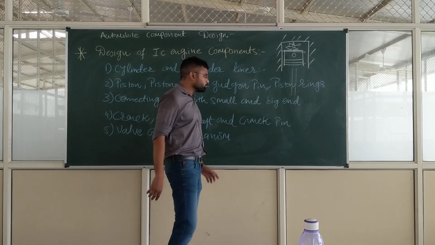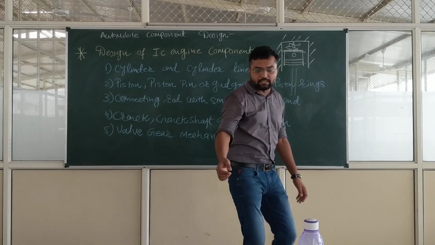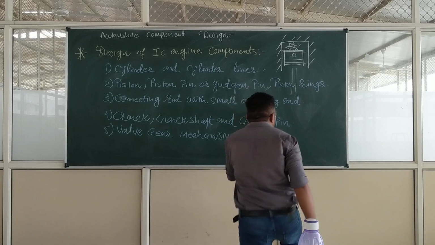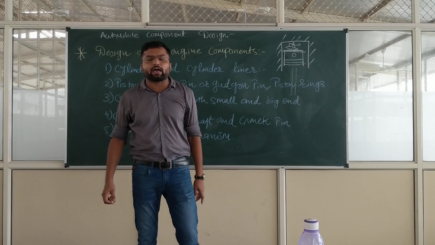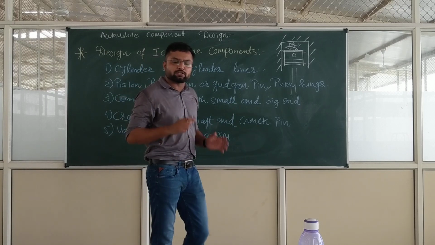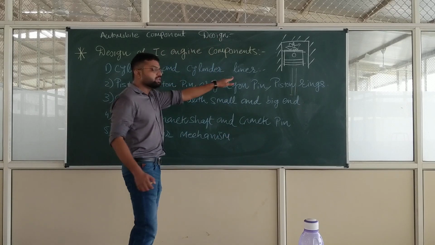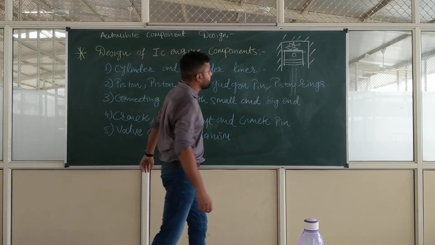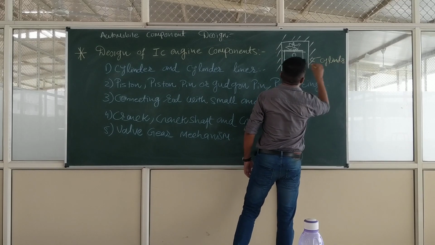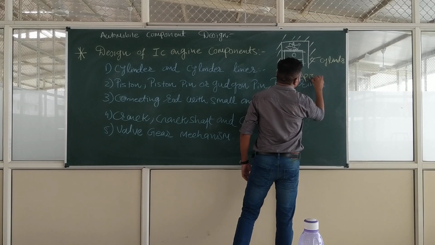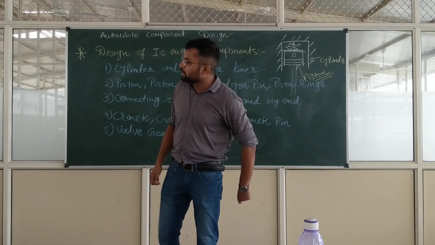Okay, clear? So outside this cylinder cavity is the cylinder. In this diagram, this is just an informative diagram. We will draw a very specific diagram when we go into the specifications of the cylinder and cylinder liner. So this outside is the cylinder and this inside is the piston. First we will talk about the cylinder.